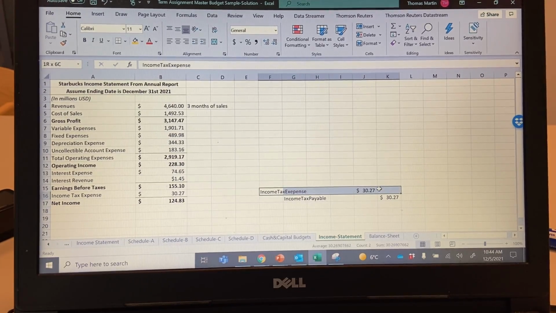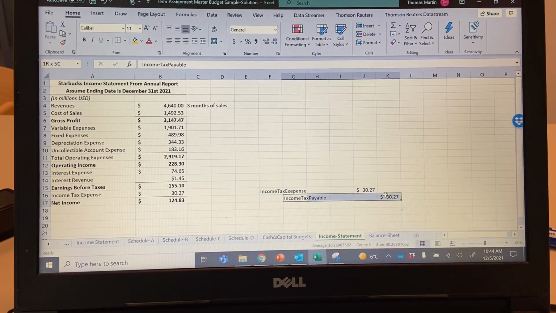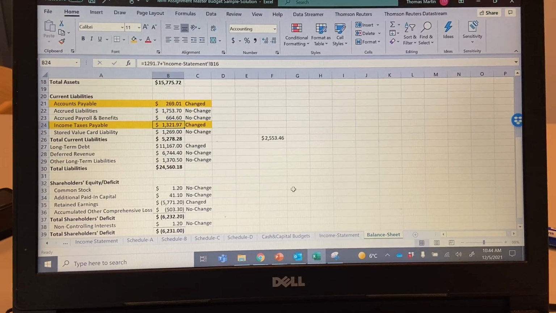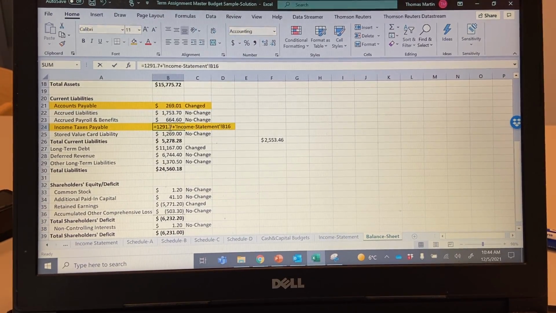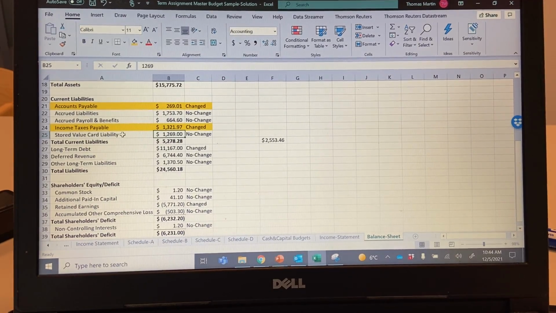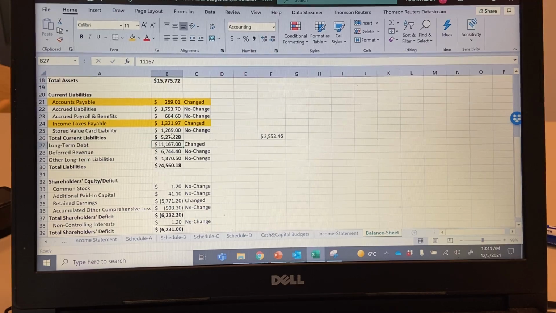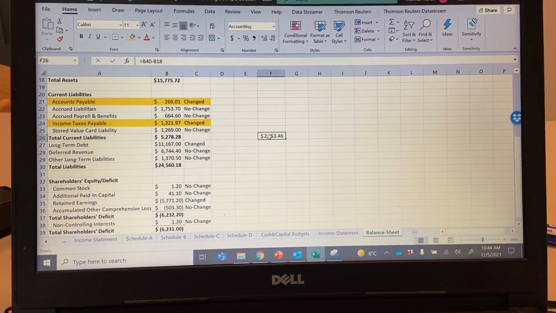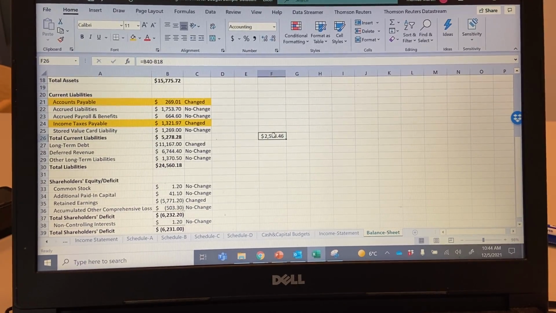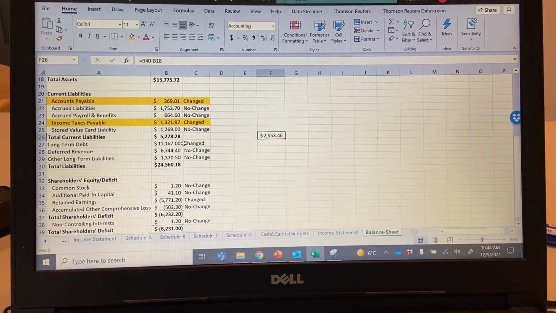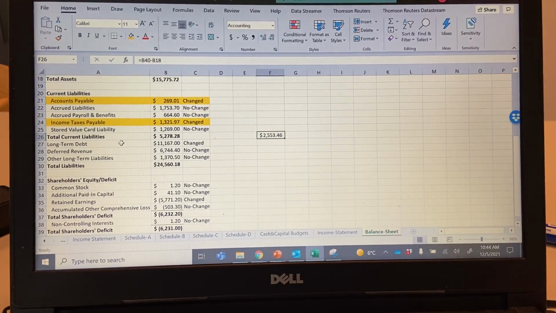So we see the income tax expense here on the income statement. This income tax payable gets added right here on the balance sheet. Stored value card liability, no change, so that stays. So now we get a new total current liabilities. Notice that the difference between the two sections of our balance sheet is getting lower now, getting closer. This should eventually be 0.